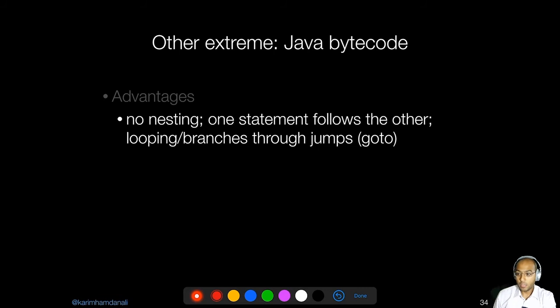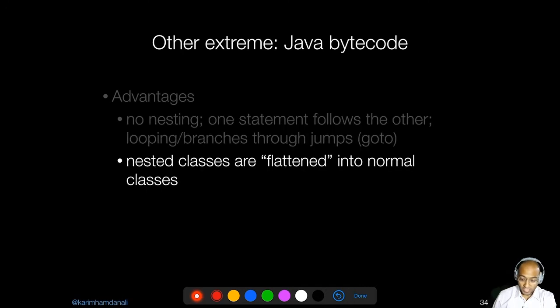There is no nesting. Inner classes are even expanded into their own classes. Anonymous classes are expanded into their own separate classes and so on. One statement follows the other. Looping and branches, just like in a low-level IR, are implemented using go-to statements. So there are no weird control flow shenanigans there. Nested classes, like I said, are flattened into normal classes.